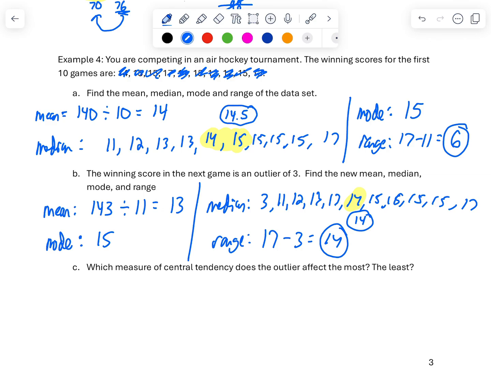And lastly, part C says, which measure of central tendency does the outlier affect the most? Well, the most that it affected was the range. And the least, let's see, the mode did not change at all, right? So the mode it would have affected the least.